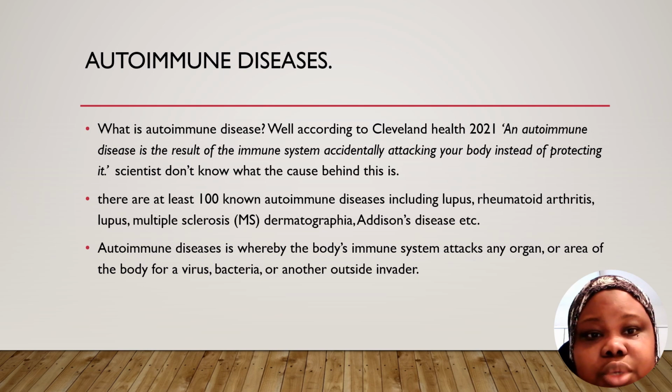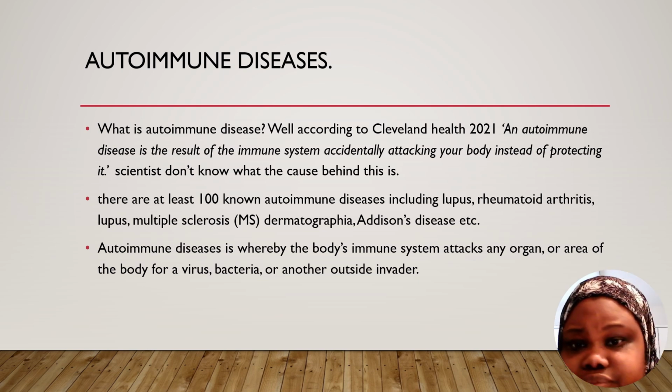What is an autoimmune disease? Well, according to Cleveland Health 2021, an autoimmune disease is the result of the immune system accidentally attacking your body instead of protecting it. Scientists don't know what the cause is behind it. There are at least 100 known autoimmune diseases, including lupus, rheumatoid arthritis, multiple sclerosis, Addison's disease, etc.